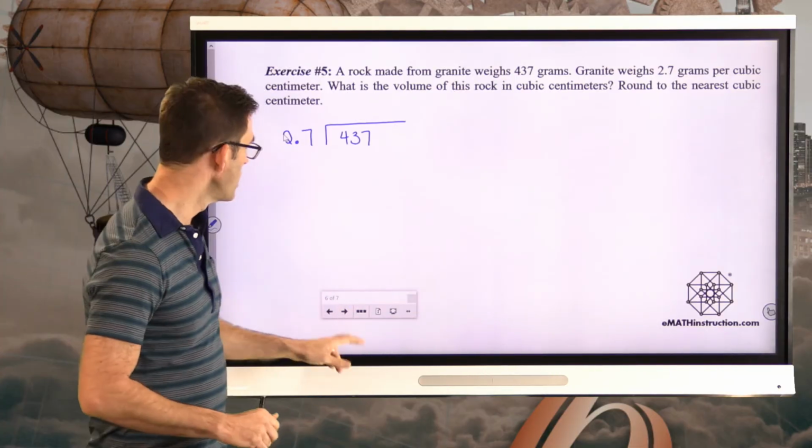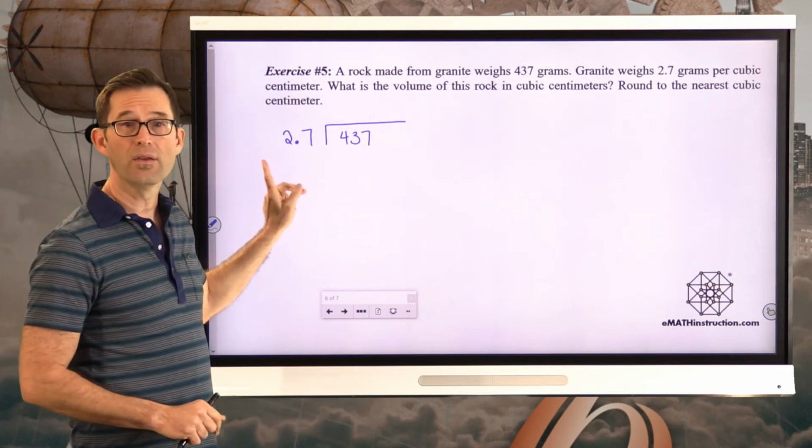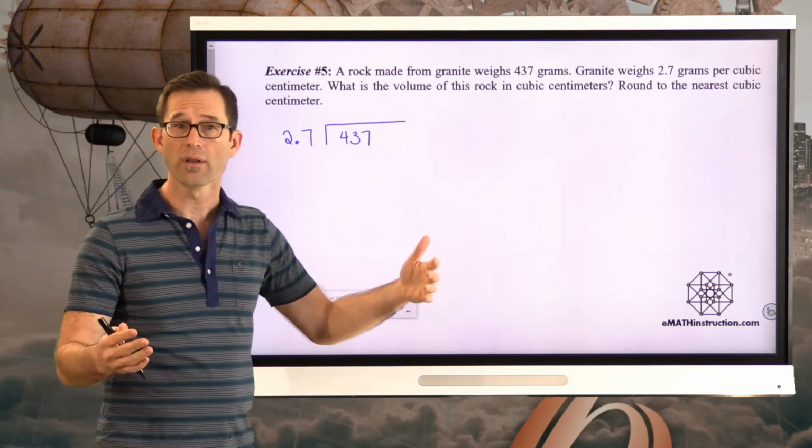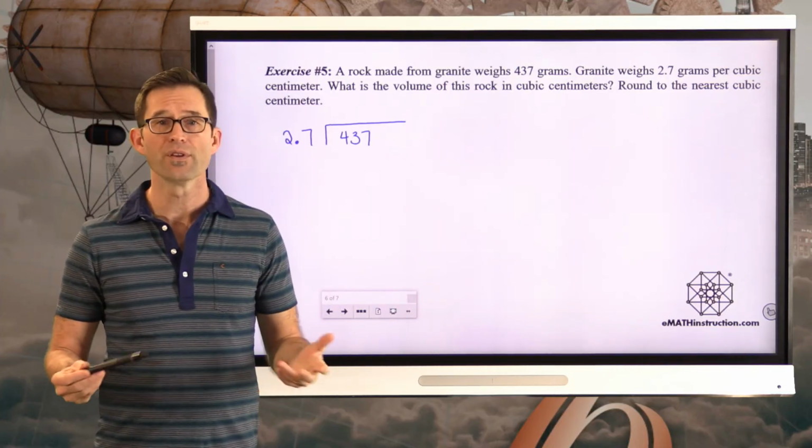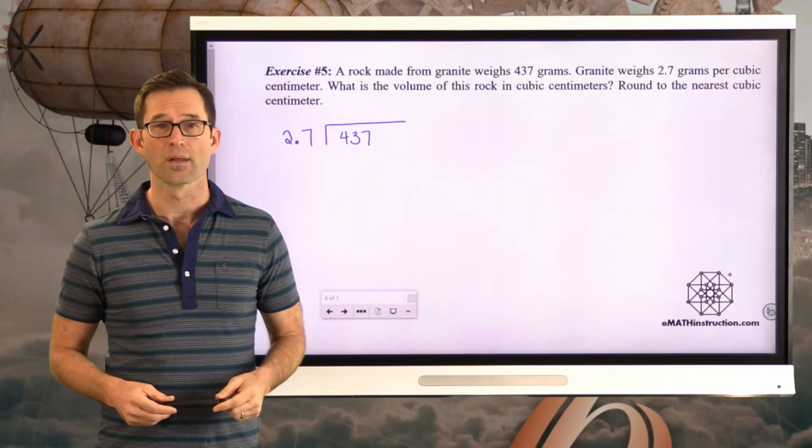But what I'd like you to do now is take this, convert it, do the division, and see what you get as the volume of this rock to the nearest cubic centimeter.